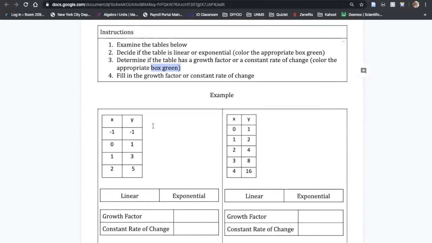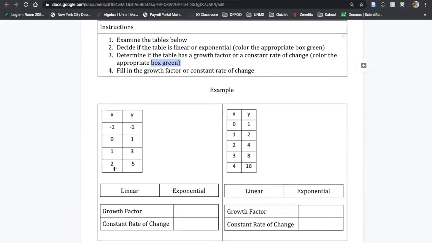So let me walk you through 2 examples, okay? So I have a table here. Let's focus right on the left-hand side. So I have my x values here. I have my y values here. So first, trying to figure out if this is linear or if this is exponential, right?